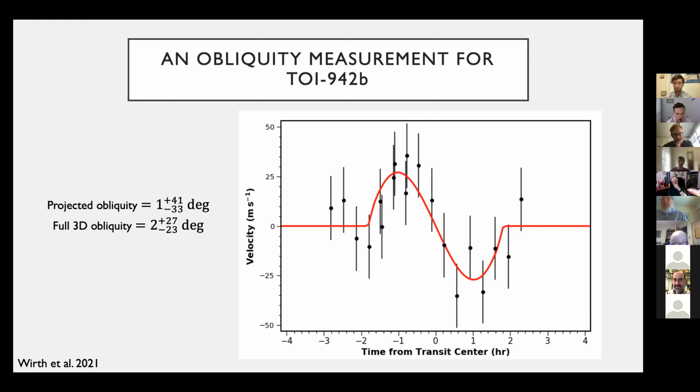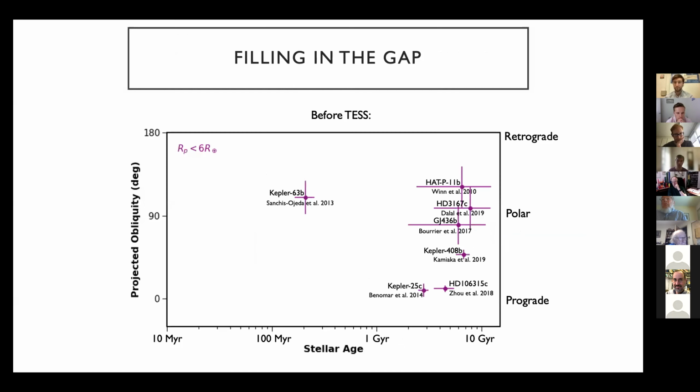But since we have TESS, we have an awesome light curve, and we're able to know the rotation period of the star and derive, just with some geometry, the full three-dimensional obliquity of TOI 942b. We're able to see that it's very much prograde.